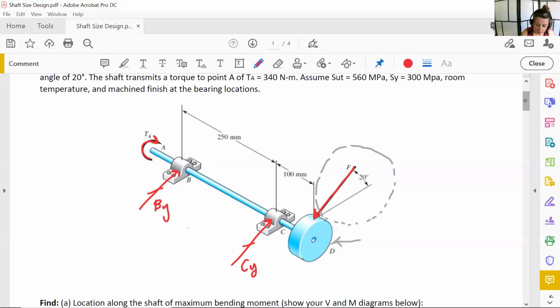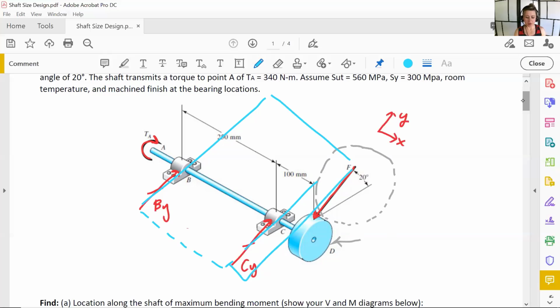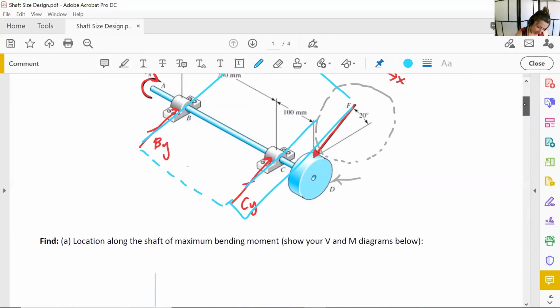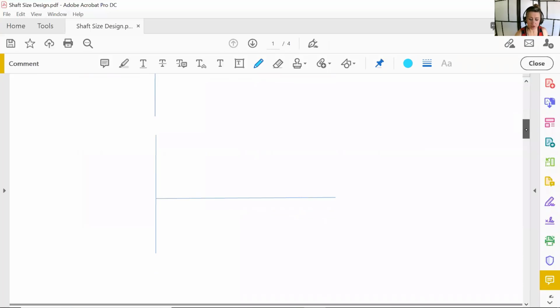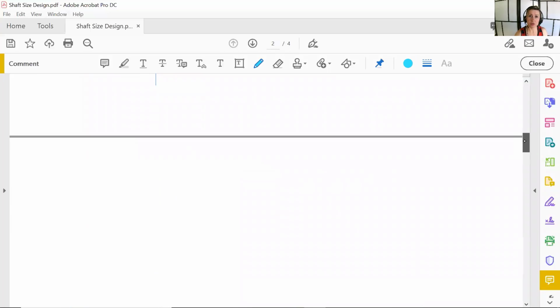It doesn't really matter where we place our coordinate axis, so long as we're consistent. So the XY plane I am defining to be this plane here. This drawing's getting a little bit messy, I'll erase it, but it includes F, CY, and BY. So those are all in the XY plane. Okay, so we have to do some shear and bending moment diagrams, but to get to that step, we have to do equations of equilibrium. So I will do that down here.